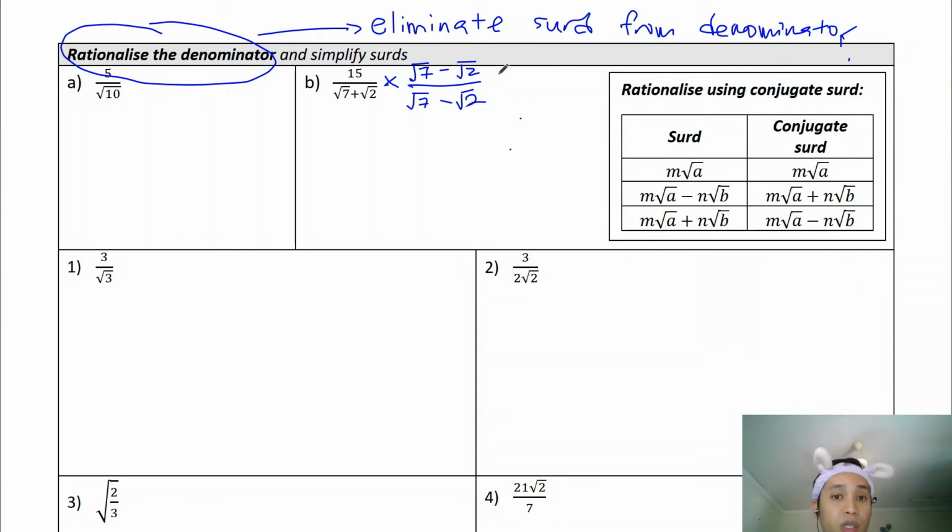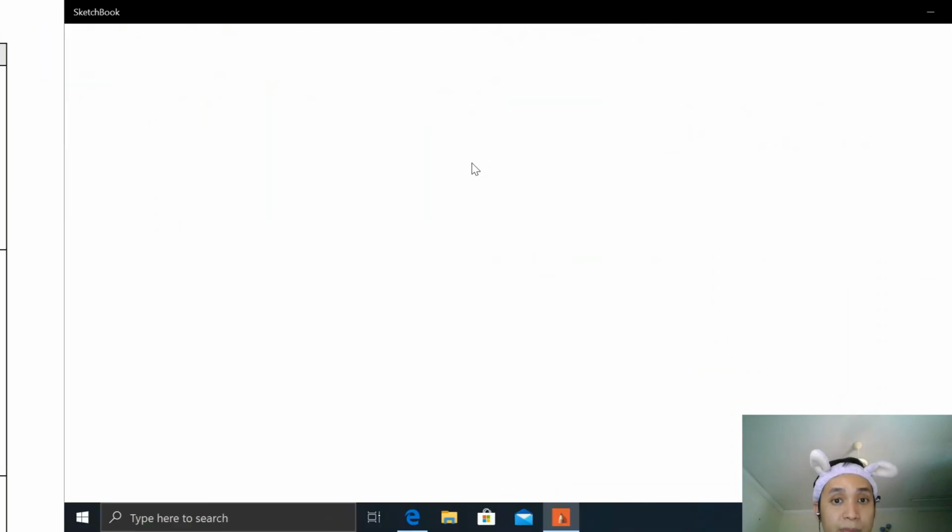So remember, when you want to rationalize the denominator, you multiply by its conjugate surd, meaning the opposite. If you have a plus at the bottom, you multiply by the negative one. If you have a negative here, you multiply by the positive one. And remember, when we multiply, we always multiply top and bottom. That is why you will see it in this form. So I'm going to show you how I'm going to do this.